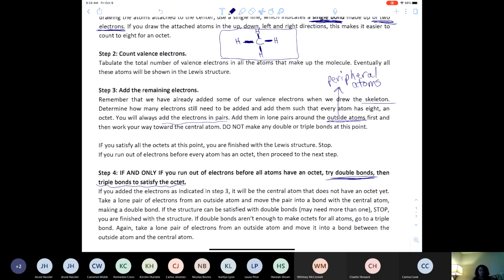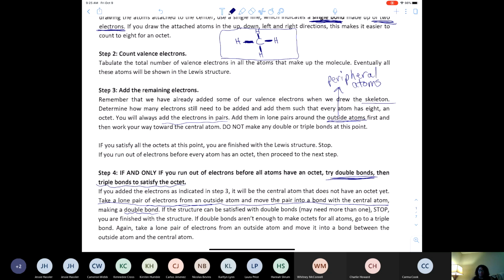And so what you want to do to form double bonds is take a lone pair of electrons from one of the outside atoms and move the pair into a bond between that outside atom and the central atom, creating a double bond. And count up how many electrons you have. A double bond is basically two single bonds combined, so a double bond gives you a total of 4 electrons. And so do your electron count and see if you have the correct number of electrons in your Lewis structure.